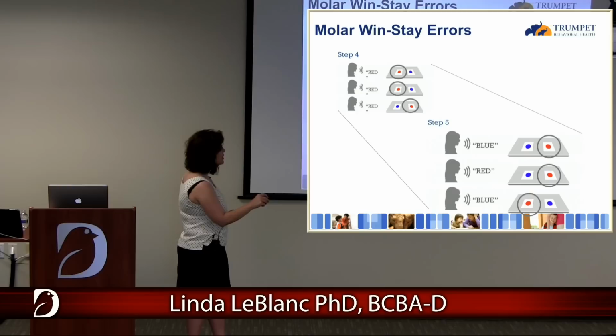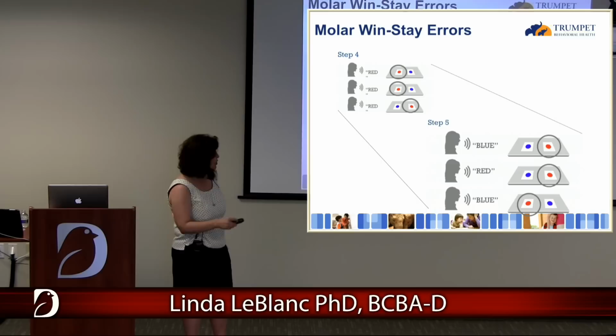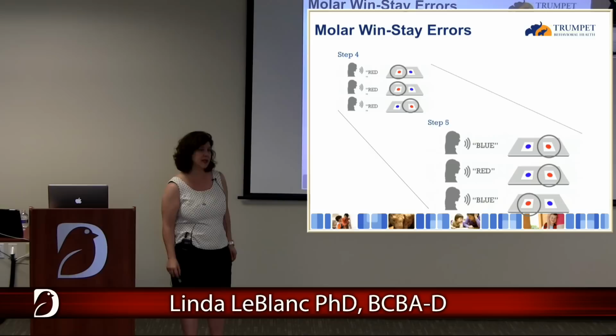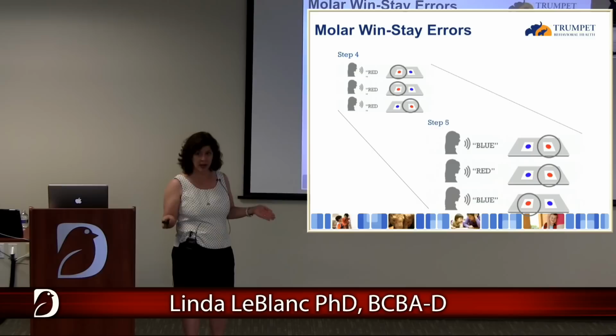Now we switch to step 5, and I'm still win staying. So you say blue, and I select red, because I have this history where, right, red gets a reinforcer. Stick with it. So I continue to stick with it. Across my trials, what's my percent accuracy? 50%.